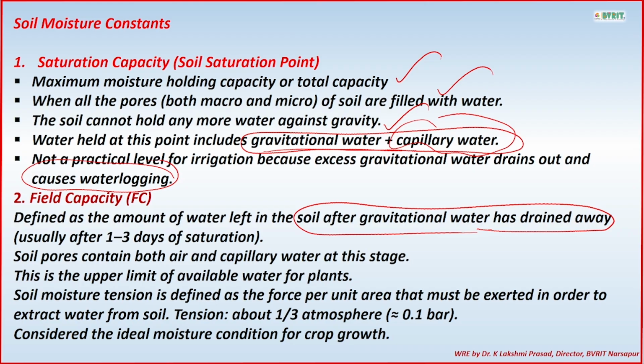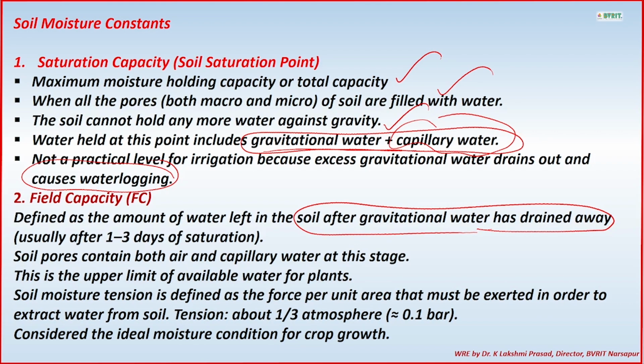Will the gravitational water drain in 2 minutes or 3 minutes or 1 hour? It usually takes time, so allow some time. Before that time it has to be drained. That's why proper drainage is a must when you are irrigating any land. If it is not drained, the water becomes stagnant there and the plant will die.